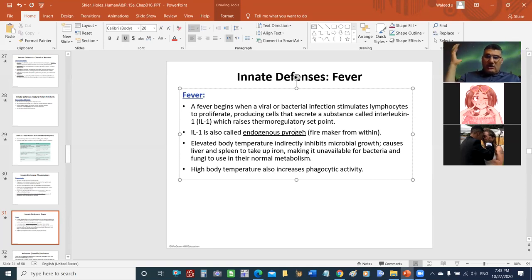Now the thermostat, which is inside your hypothalamus, will be confused. It will say, wait a minute, I thought it's supposed to be 98.6. Who moved it and made it 100 like this? The endogenous pyrogen. Okay, so now I have to work accordingly.